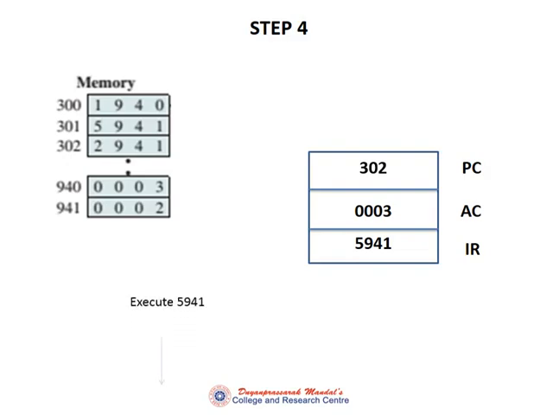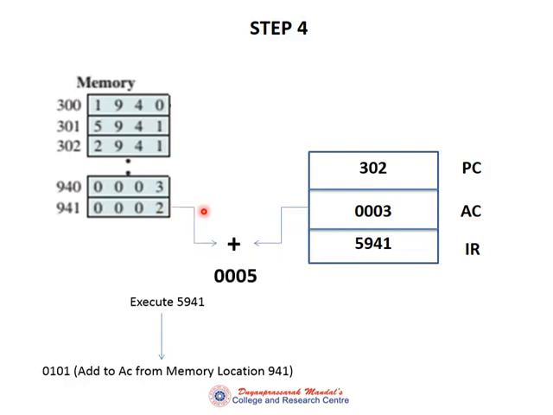Here the binary value for 5 is 0101, and that is the opcode for 5. This opcode tells you to add to AC from memory location 941. So whatever is there in AC will be added with the value that is stored at 941. 941 has 0002, which will be added with the value of AC and it will give you a result of 0005. So this is your fourth step, that is execution.